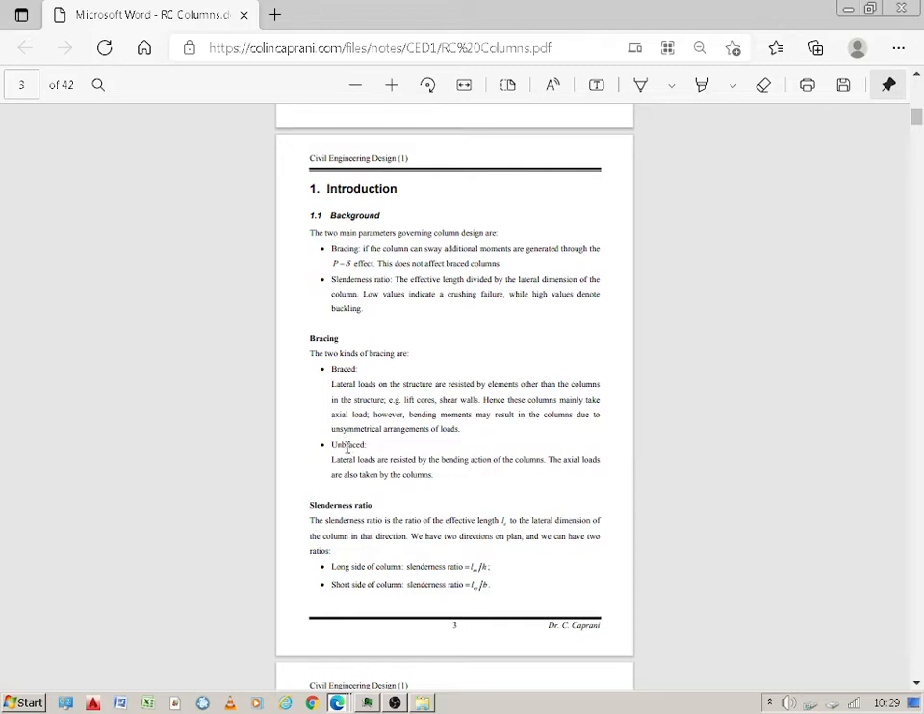So system condition 2 is unbraced. So lateral loads are resisted by the bending action of the columns. The axial loads are also taken by the columns, and you could have moments from the unsymmetrical arrangements of loading.